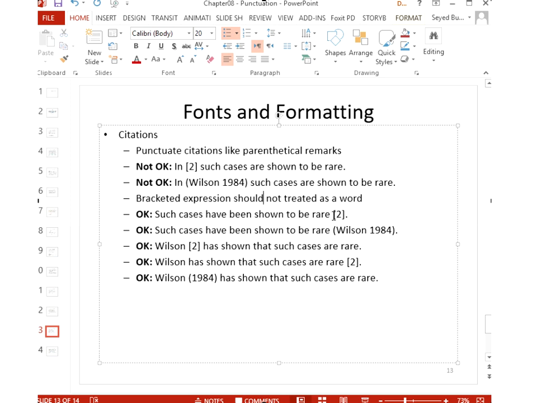Such cases have been shown in this. Or you say Wilson has shown, with number 2 in brackets. Even if you remove the number 2, the sentence is complete, and so on. So don't consider things inside the bracket as a part of the sentence, as a word of the sentence.